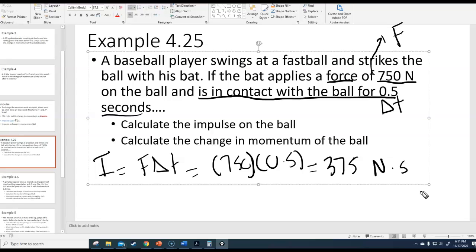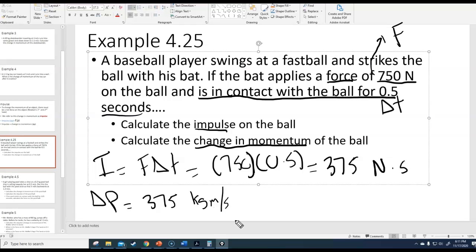Now, the second question says calculate the change in momentum of the ball. But I don't have to use my delta P equation because I already know that impulse and change in momentum are the same thing. So this is kind of a trick question to get you to realize that impulse and change in momentum are the same. That means the change in momentum of the ball is also 375 because they're the same thing. I'm just going to change the units, but the numbers are equal to each other. Okay, so impulse and change in momentum are the same thing. Okay, so pause there if you need to look at example 4.25 some more.